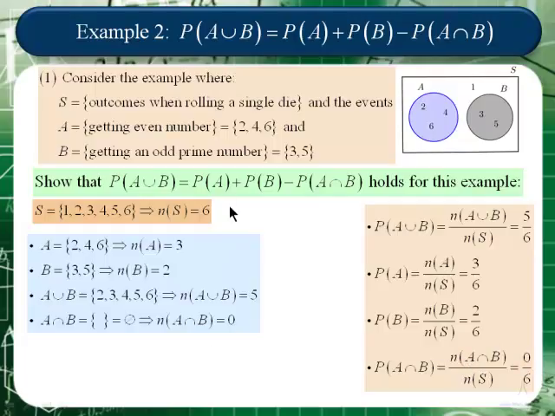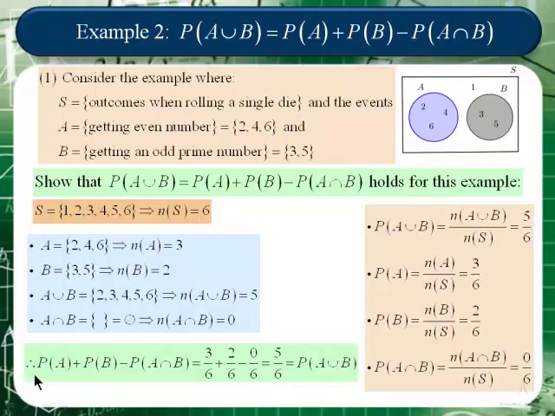Checking this relationship again, starting with the right-hand side, filling in the values for the probability of A and B being 3 over 6 and 2 over 6, as well as the probability of A intersection B, which we subtract from that, we end up with 5 over 6, which is clearly the probability of A union B. So therefore, here we have a second example where it will be valid.